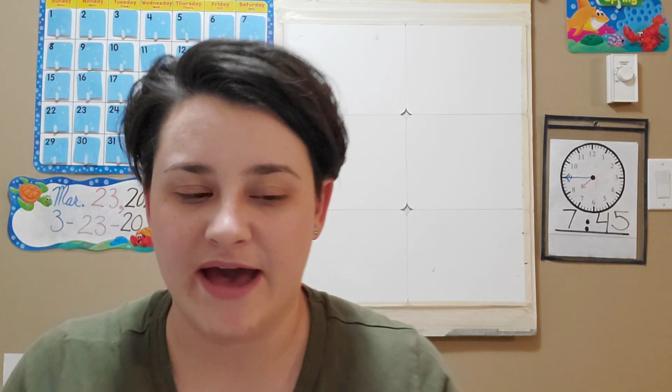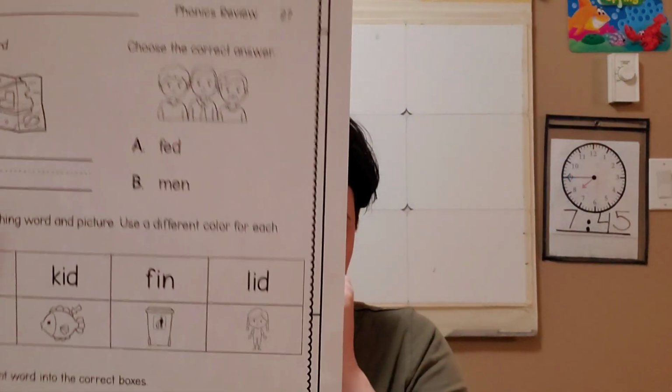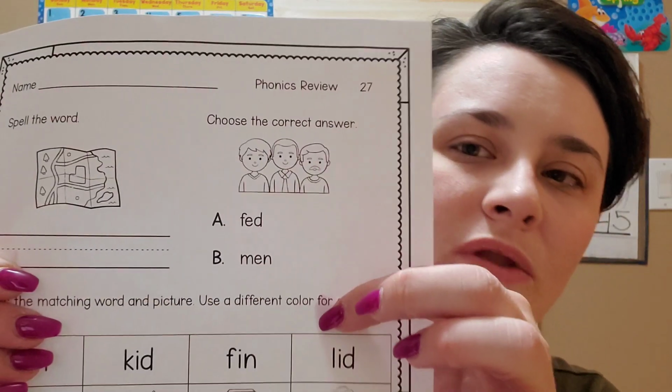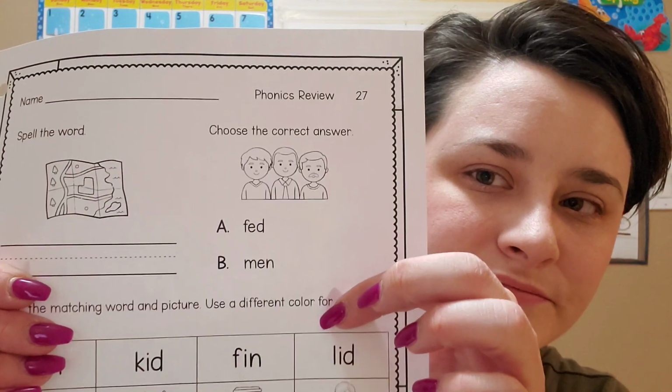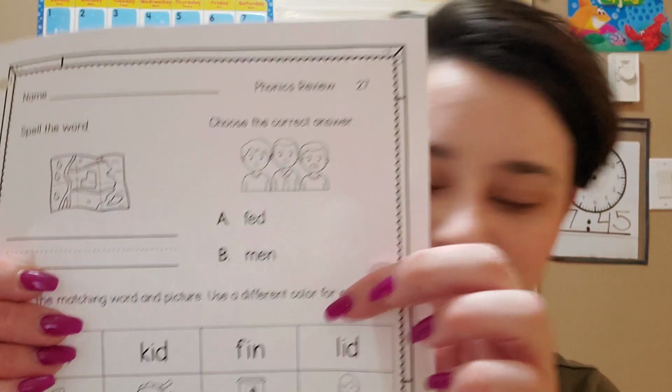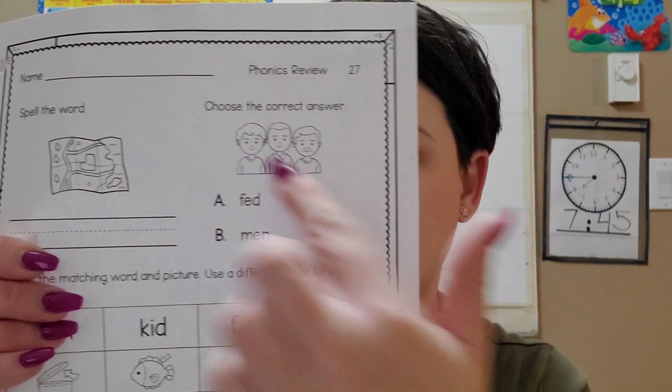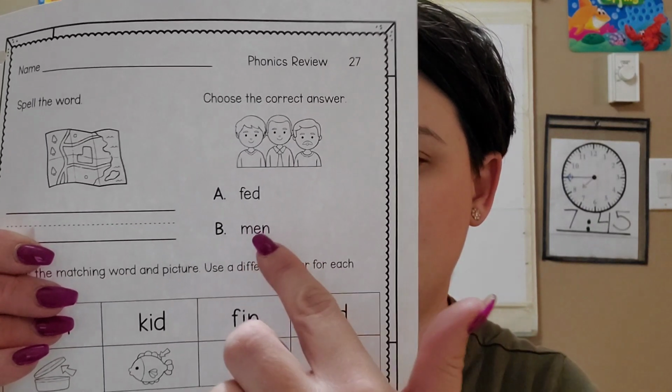For the second one on the top, they don't number them, but it says choose the correct answer. We have fed or men. Obviously, our answer would be men.